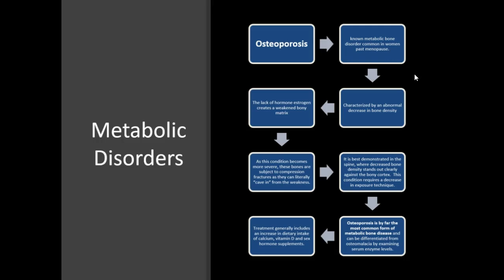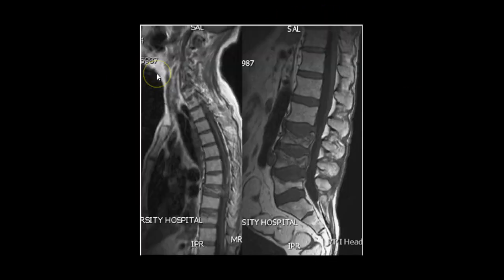Osteoporosis is by far the most common form of metabolic bone disease and can be differentiated from osteomalacia by examining the serum enzyme levels. Treatment generally includes increased diet intake of calcium, vitamin D, and sex hormone supplements. So you can see we have a wedge fracture right there, compression fracture. And compression fractures here, here, here, here, here, all over.